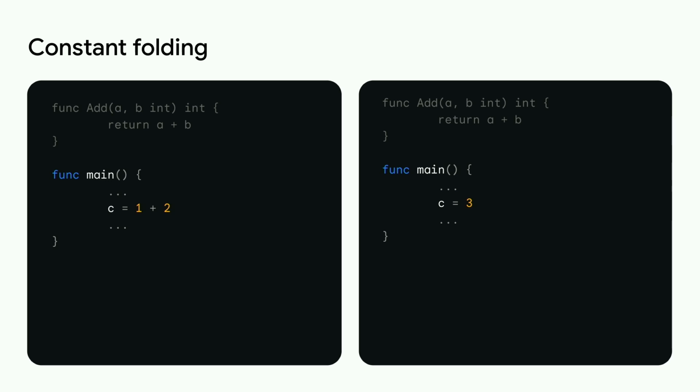Now, the compiler at this point could emit an add instruction to add 1 and 2, but we know the result of this addition is going to be the exact same every single time. So instead, the compiler can itself evaluate that expression and replace it with the result. This is called constant folding.